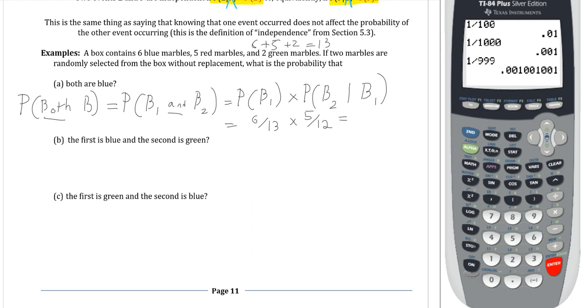If we multiply these, 6 times 5 will give us 30, and 13 times 12 will give us 156. So 30 out of 156.